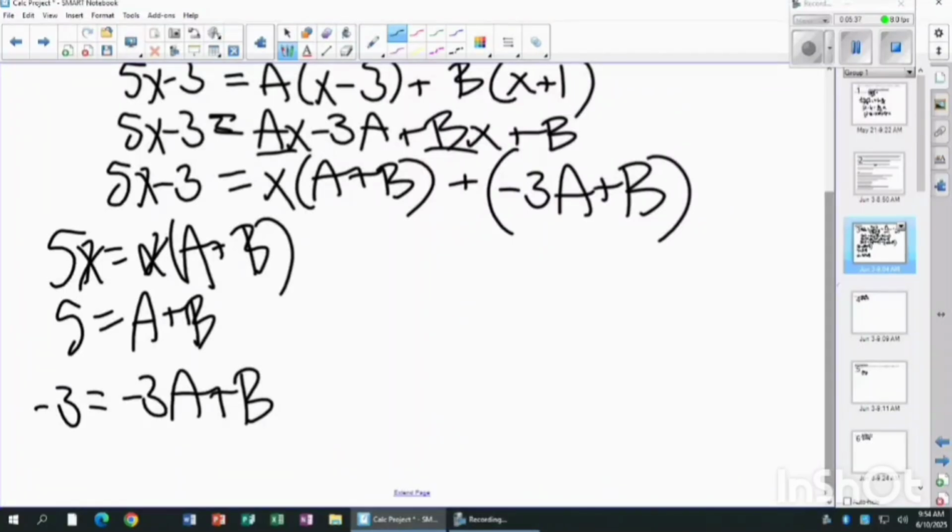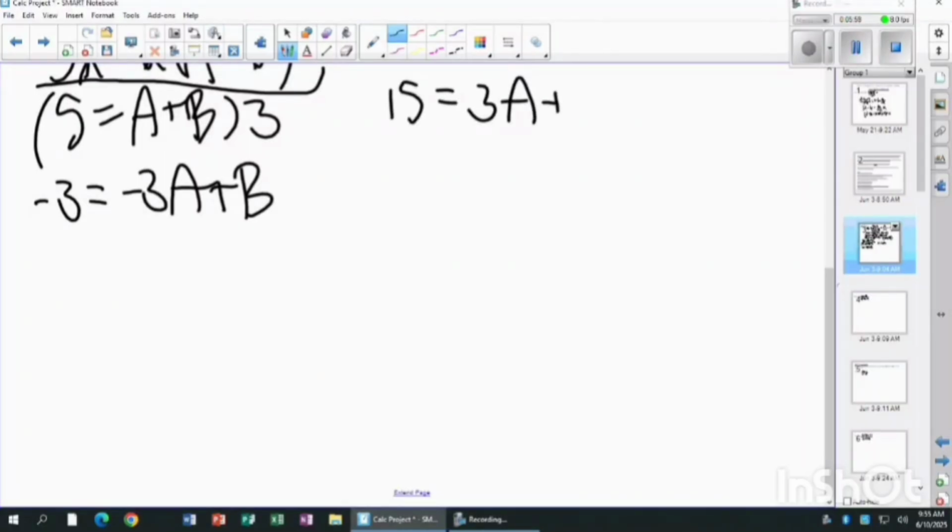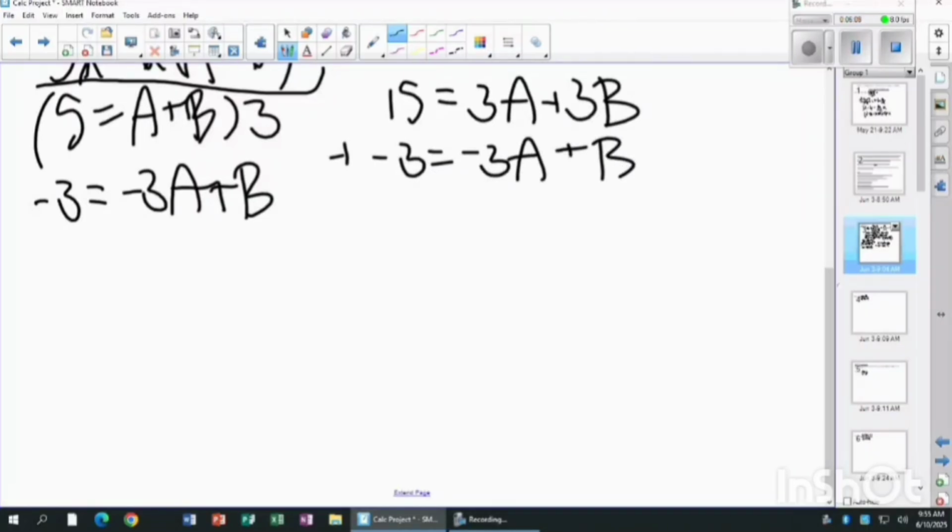Okay. And the next step is to solve the system of equations to get a and b. So I would multiply this first equation by 3 to cancel out the a and solve for b. When you multiply this by 3, you would have 15 equals 3a plus 3b. And then you add the second equation, so it's just negative 3. And this one stays the same, so negative 3 equals negative 3a plus b. And when you add that, you have 12.